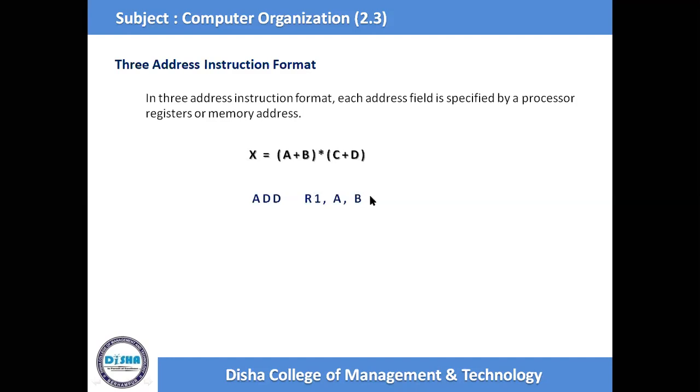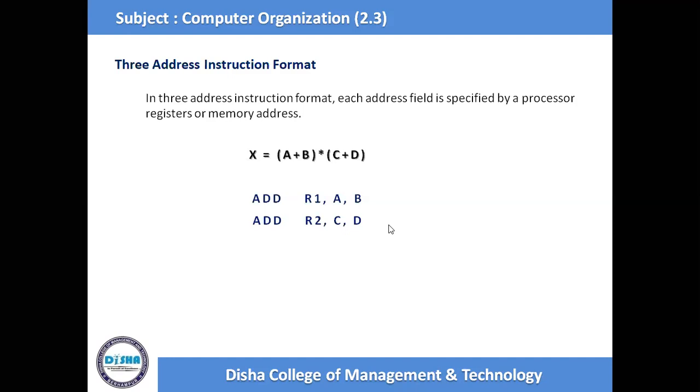Okay, so it means that the memory unit of A will be added with the memory unit of B, then it will move to R1. So R1 will hold the addition of A and B. Okay, so this is another instruction for this operation, that is C plus D. And this instruction defines that the content of C will be added with the content of D, and after that addition, the result will move to R2.